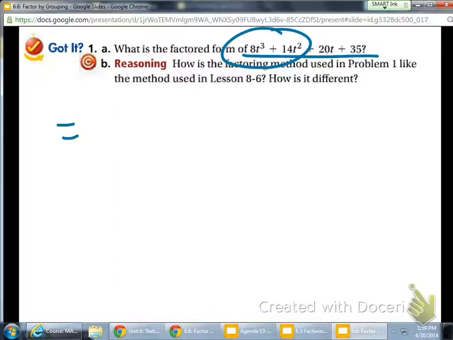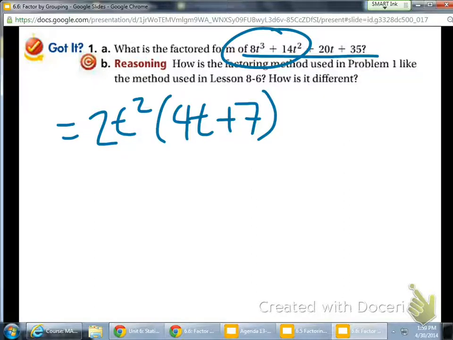All right. So we have 8t cubed plus 14t squared. What could you factor out there? 2t squared, and then parentheses 4t plus 7. Okay? The other part, I'm going to continue on. And you know it's adding, correct? It's still adding. You have to remember that. You've got 20t plus 5.